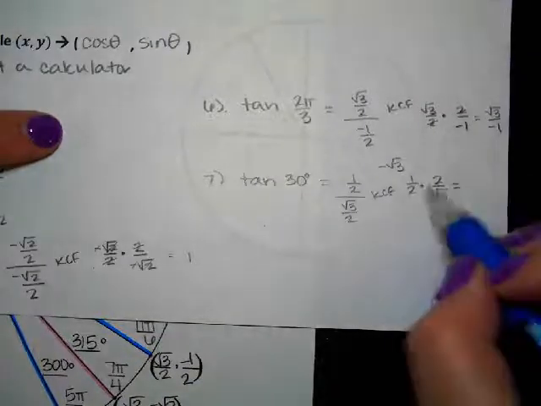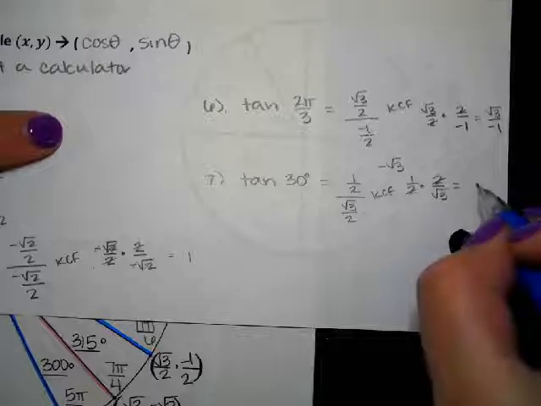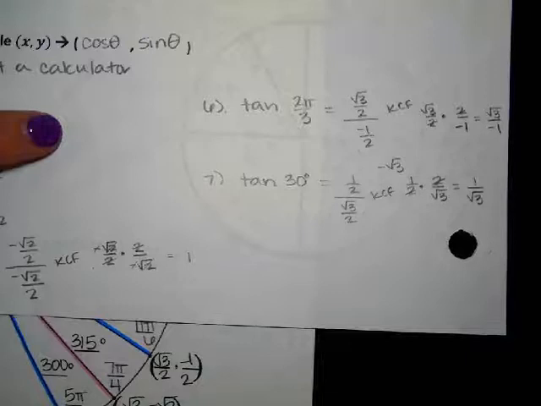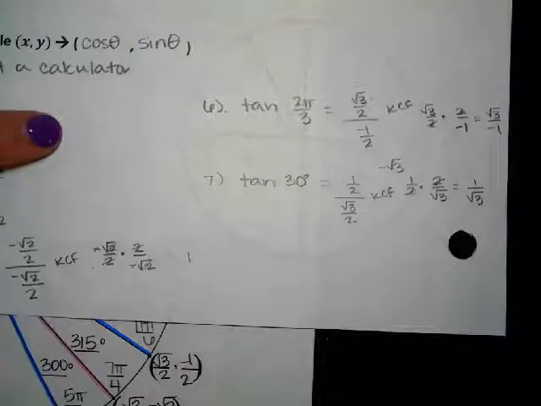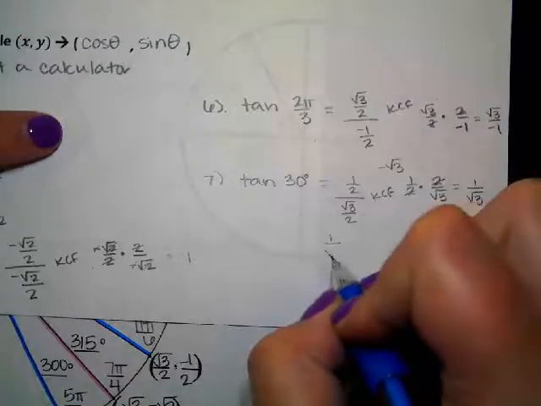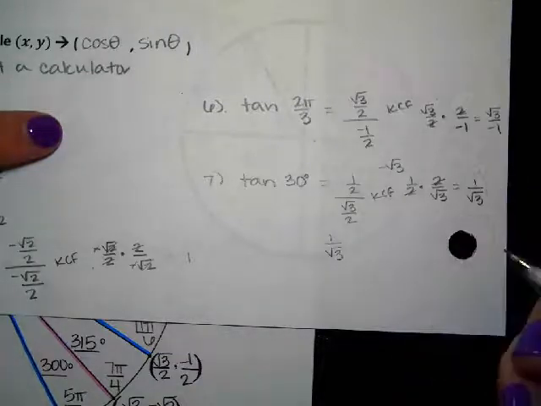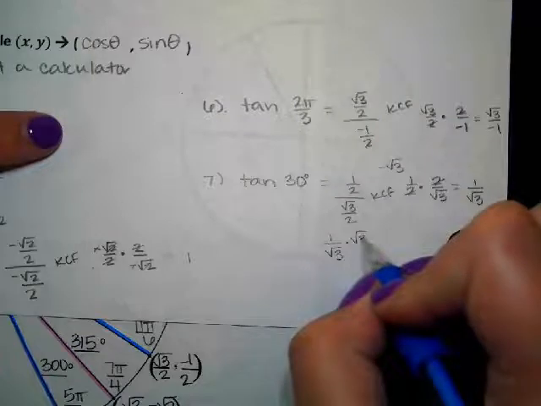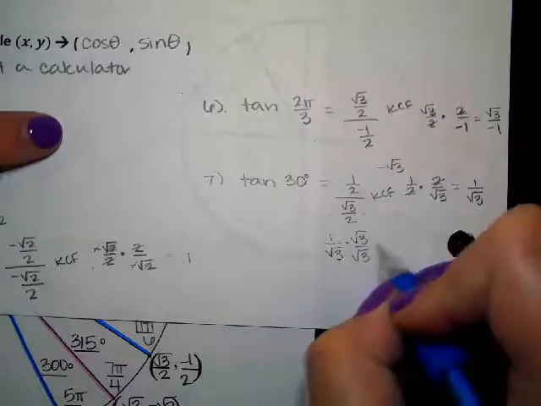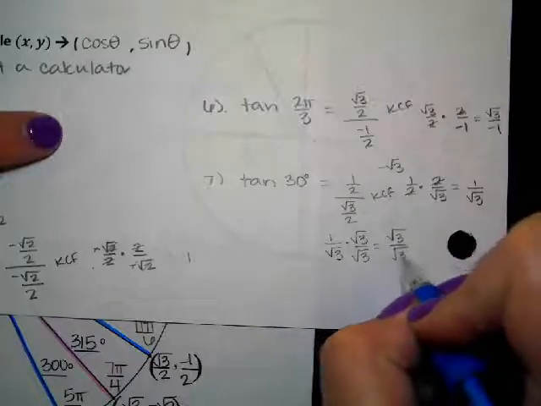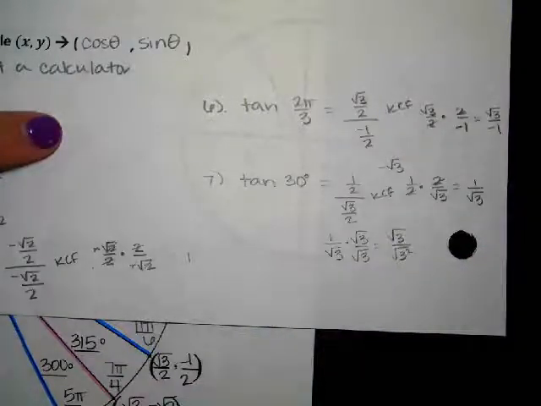Are we allowed to have an answer that is 1 over root 3? No, we are not. So I'm going to take my answer of 1 over root 3 and I'm going to fix it. And how am I going to fix it? Root 3 over root 3, which is root 3 over root 3 squared. Which is root 3 over 3. Okay?